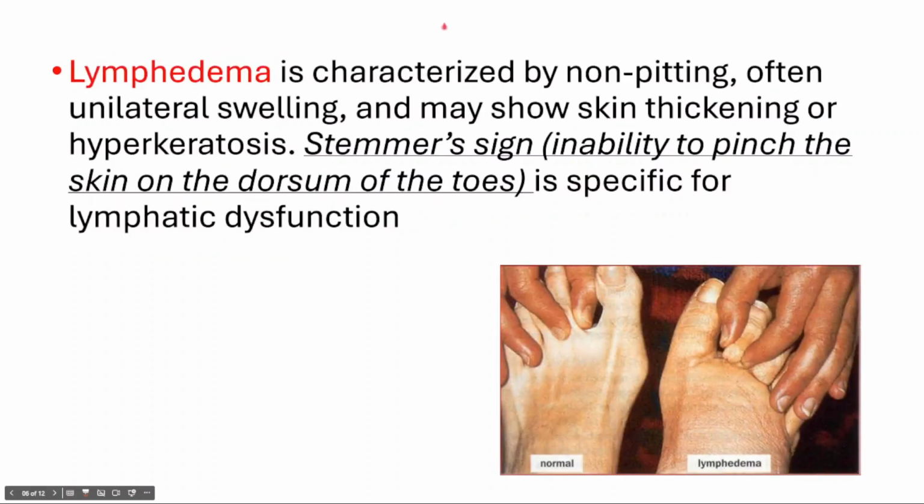Lymphedema is also characterized by non-pitting, often unilateral swelling. It affects usually one side and it's non-pitting and may show skin thickening or hyperkeratosis. We have a sign called Stemmer's sign, which is inability to pinch the skin on the dorsum of the toes. Mostly we check with the second toe. It's specific for lymphatic dysfunction.